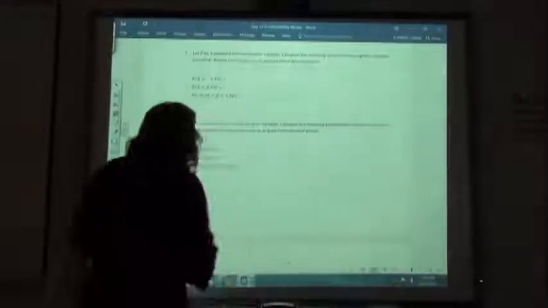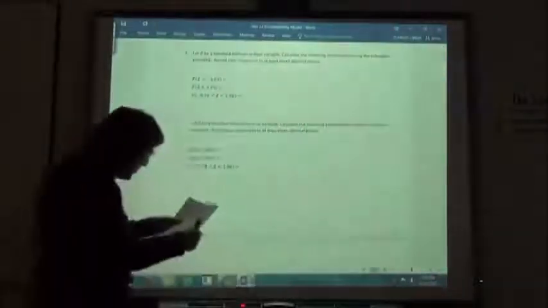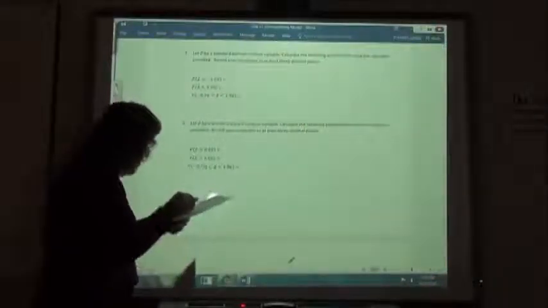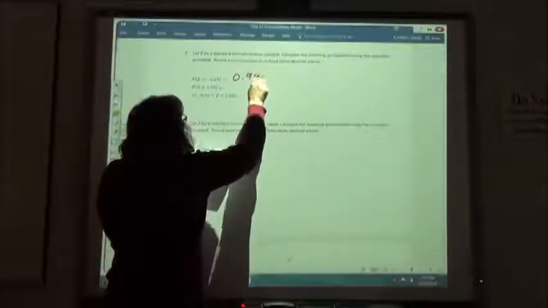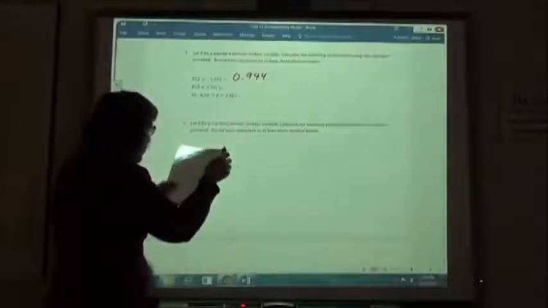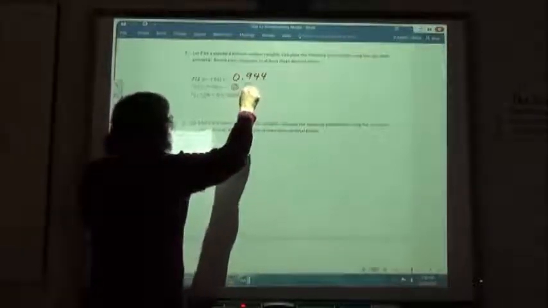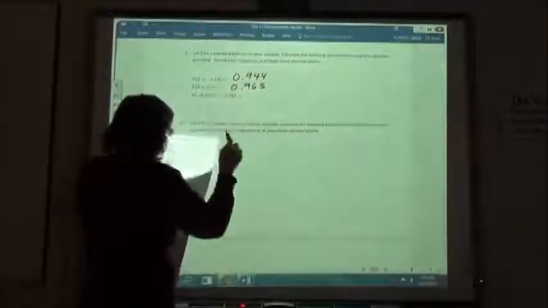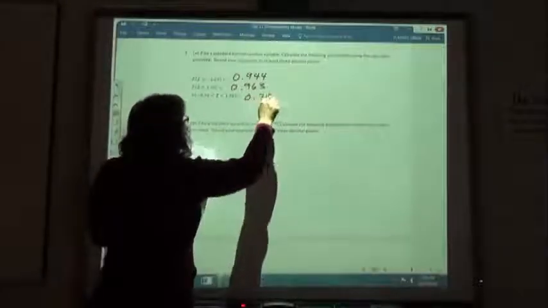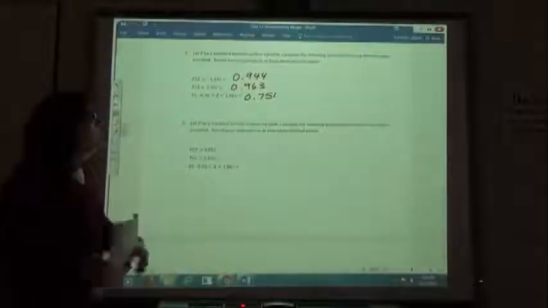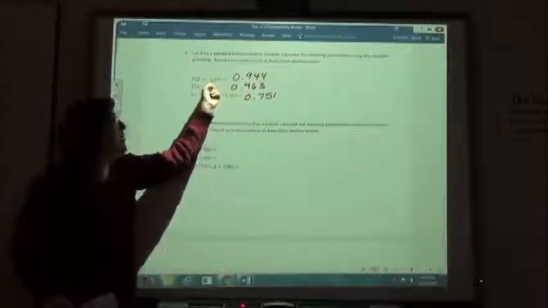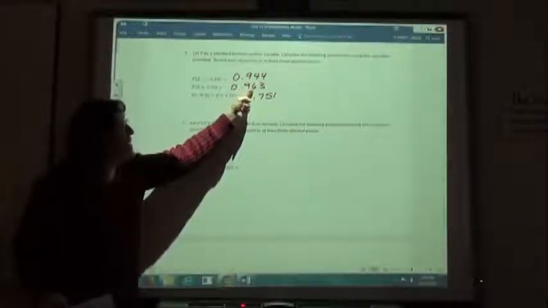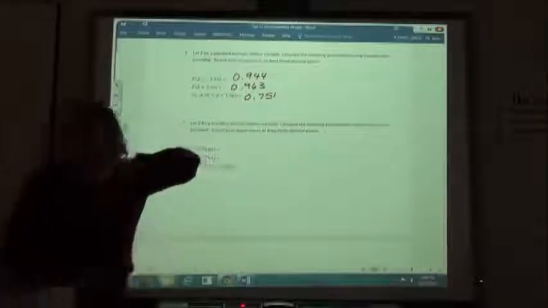So on this second one here, just so you make sure you have the same answers. On the first one, we got 0.944. On the next one, we had 0.963. And on the last one, 0.751. Which means on this one, 94.4% of the area was under that curve. Here, 96.3%. Here, 75.1%. That's what those mean.